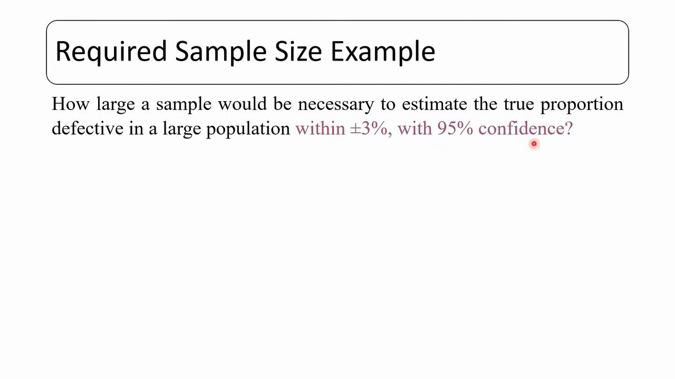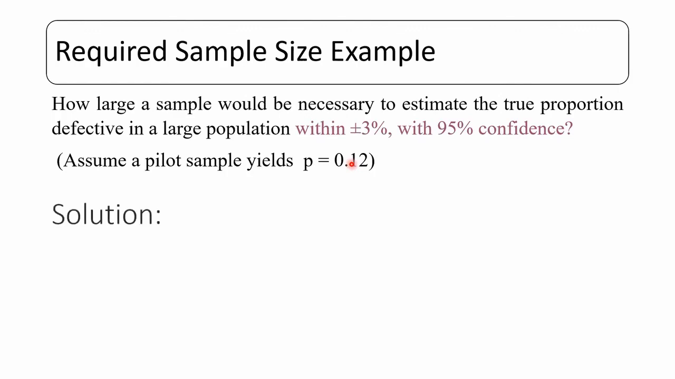So how do you go about solving this? Well, you need another data. That is, because you're not given the population proportion, you're given, assume a pilot sample yields p equals 0.12. Right, now you can solve this. Let's have a look at how you solve this.